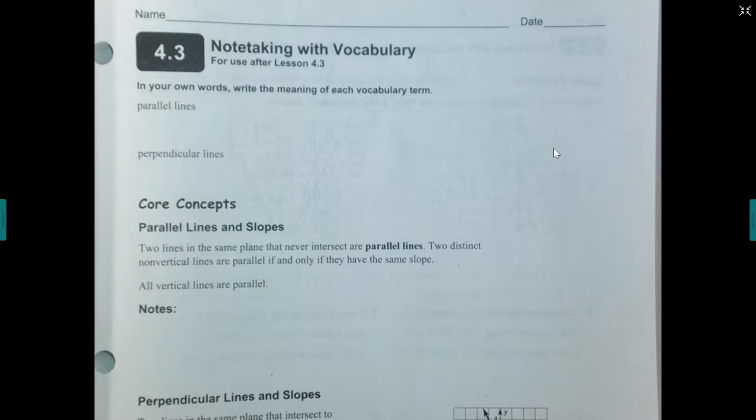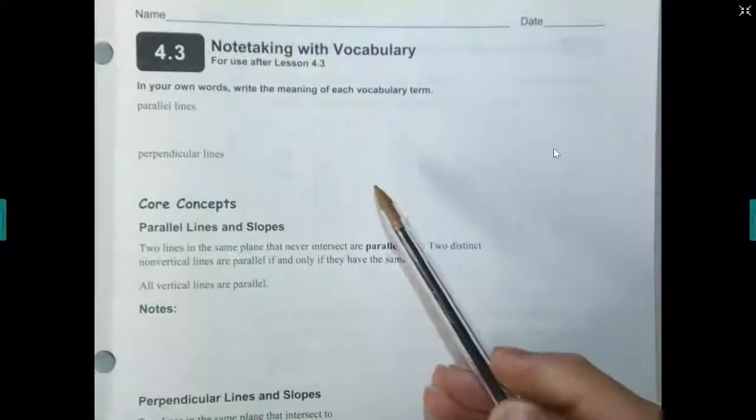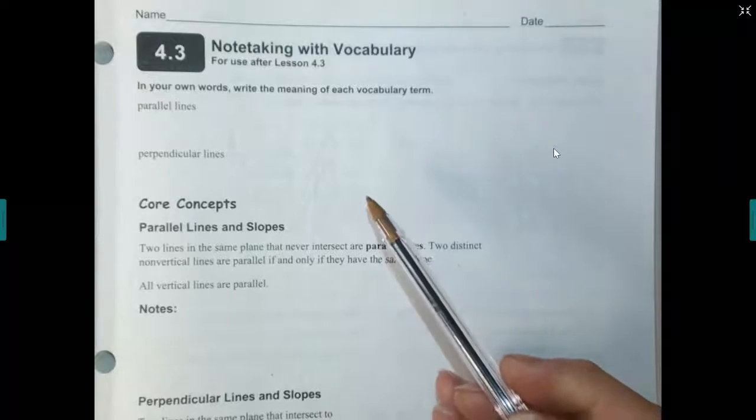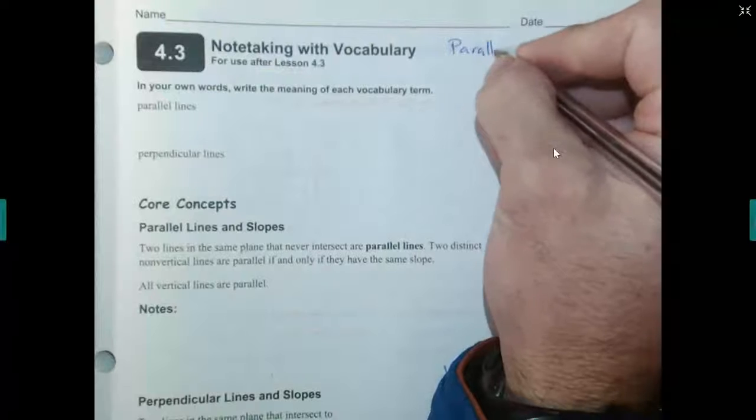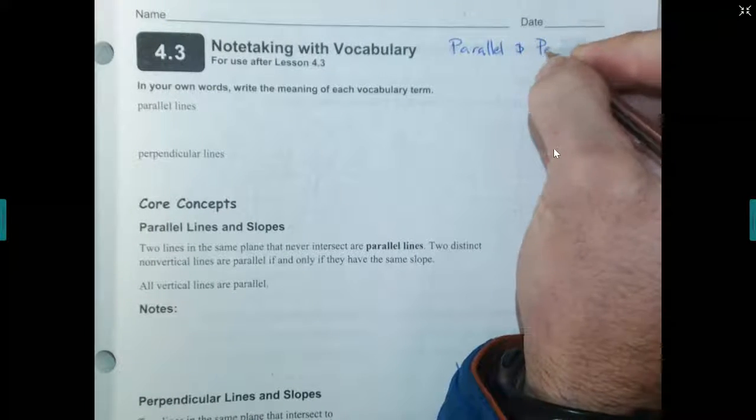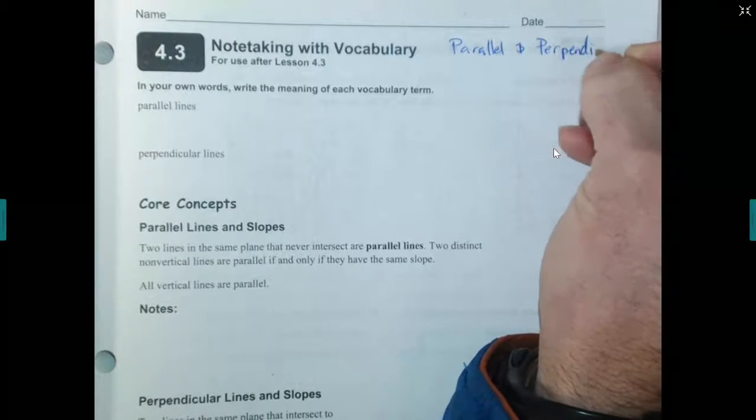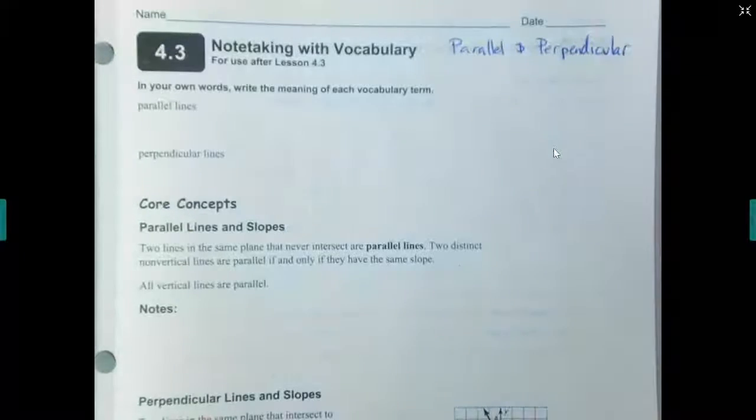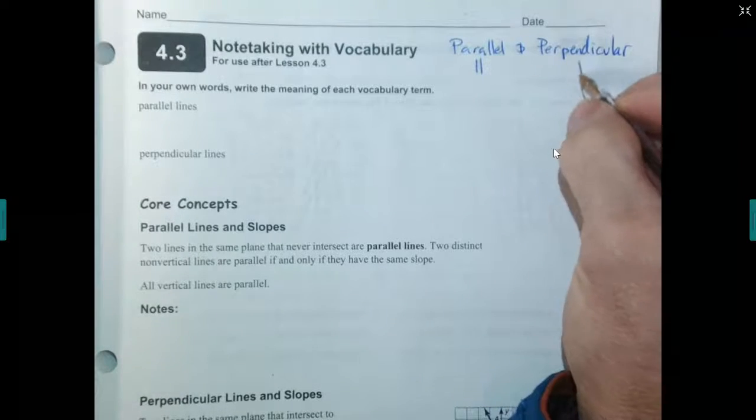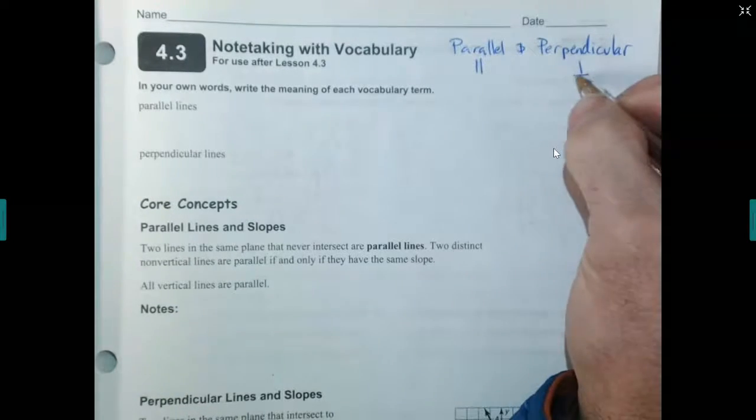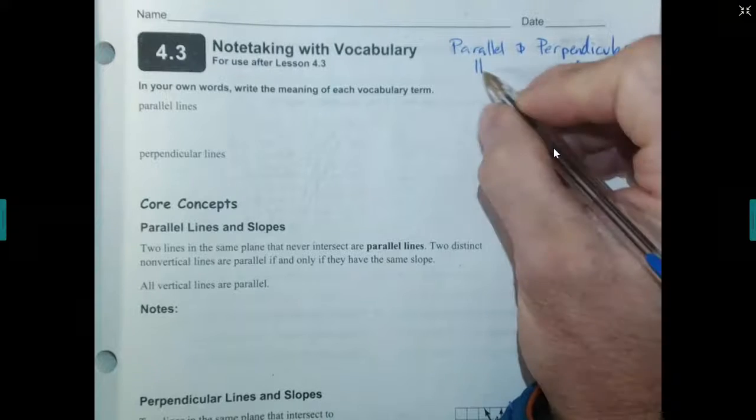Today we're doing Algebra 1, Section 4, Lesson 3, or Chapter 4, Lesson 3. So 4.3. And we are going to be talking about writing equations with parallel and perpendicular lines. Parallel is noted by two parallel lines. Perpendicular is noted by a perpendicular line. So those are the symbols we'll use.